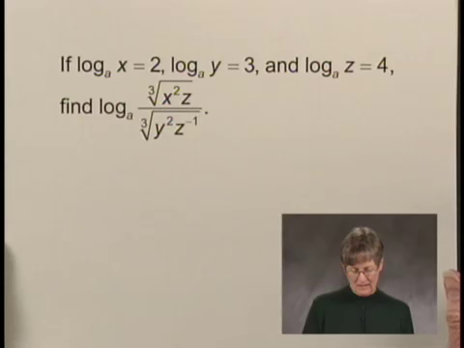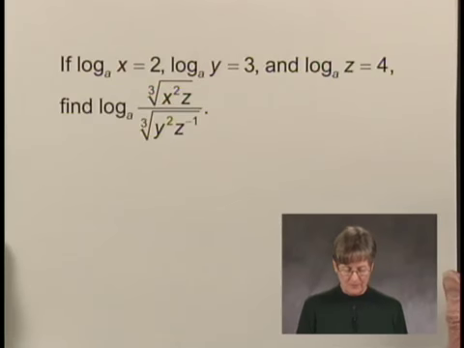We'll work with a logarithmic expression in this exercise. If the log base a of x equals 2, the log base a of y equals 3, and log base a of z equals 4, we're going to find log base a of the cube root of x squared z over the cube root of y squared times z to the negative 1 power.